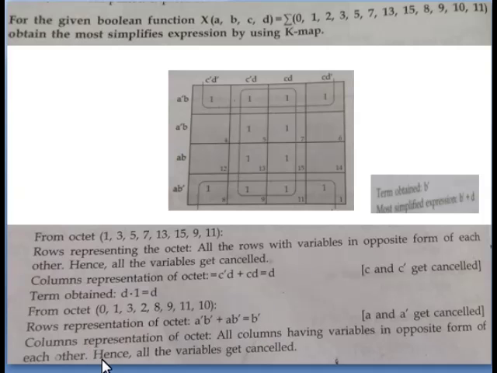Most simplified expression is D plus B dash. If you write B dash plus D, then also it is okay. You can take this as the first octet and this one as the second octet, then also it is okay. Okay, this is the simplification of sum of product expression.